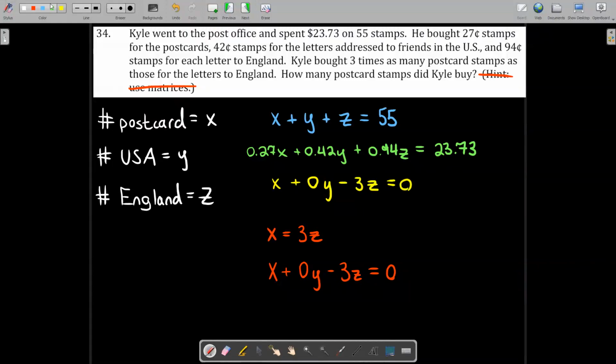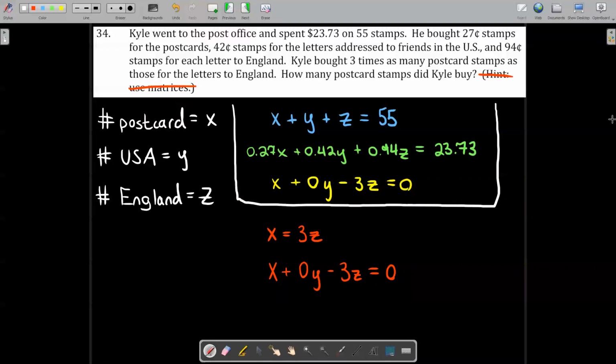And this is the system of equations that we could use to figure out X, Y, and Z if we really wanted to, but I'm not going to make you guys do that. You just have to set it up. So that will be the answer to number 34.